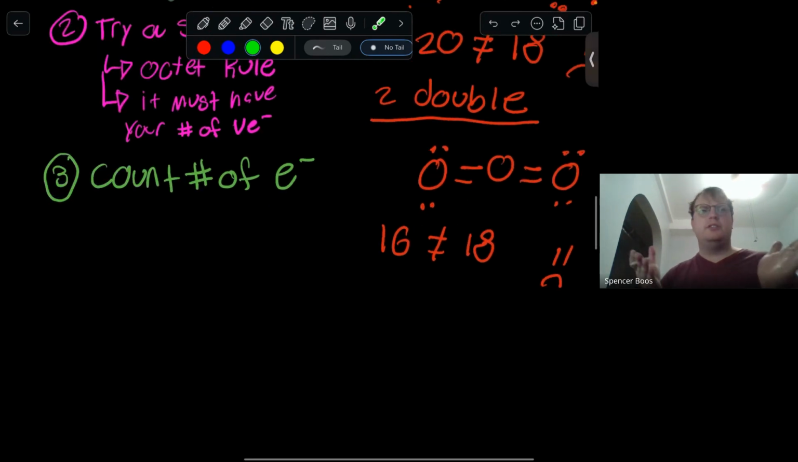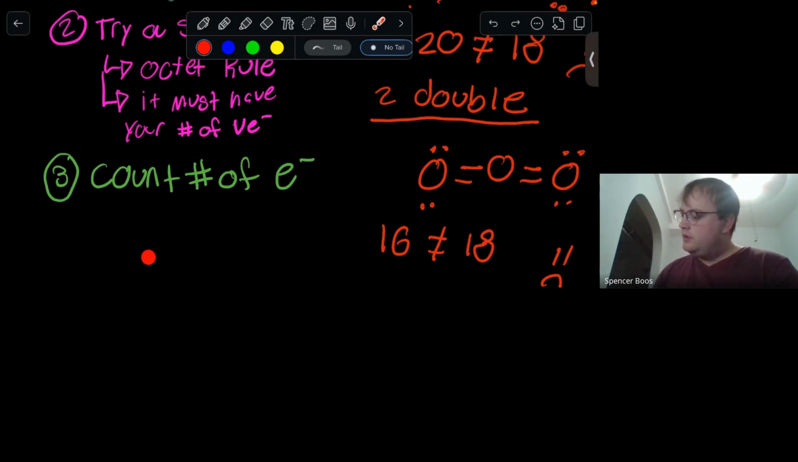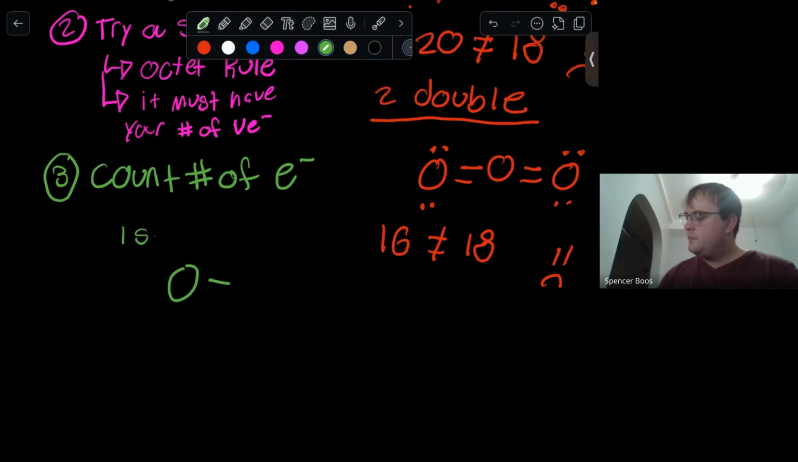So if a single didn't work, 2 singles, 2 doubles didn't work, what else could work? Aha, a single and a double. Great question. Let's try 1 single and 1 double.